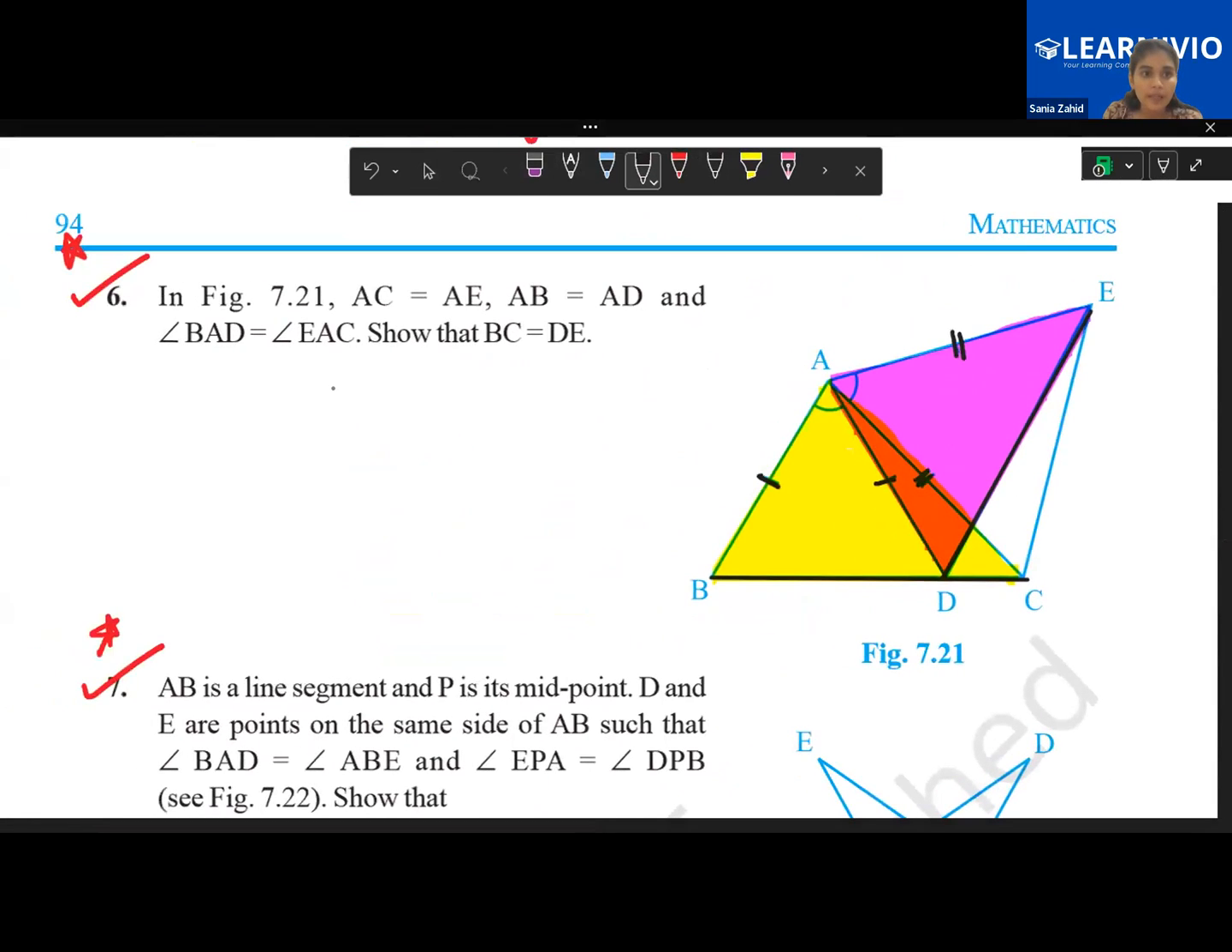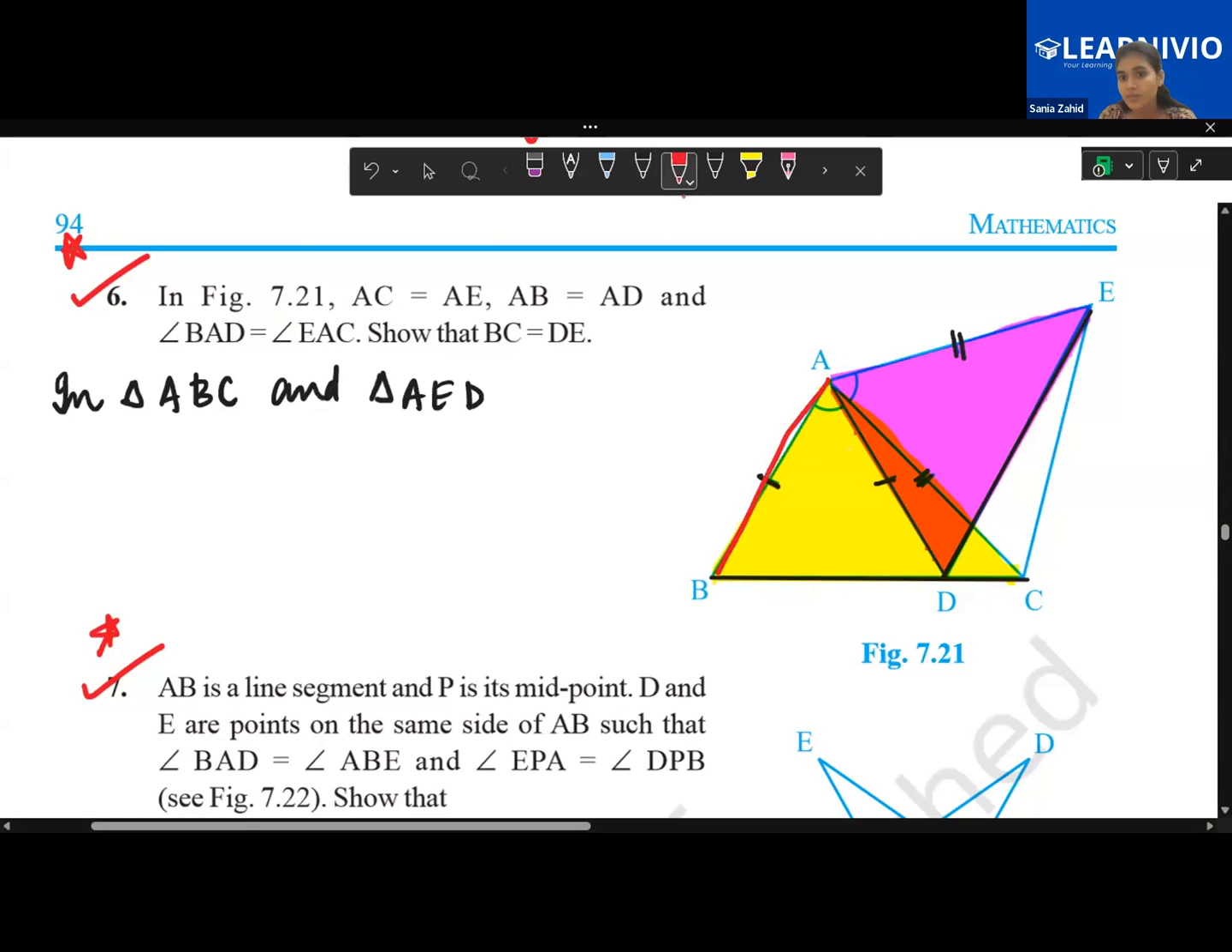So what will I do? Now children, given part you should be able to write on your own. Given and to prove. In triangle ABC and triangle AED. What will I have? First of all, directly I can say, see, from ABC, from the yellow part, I am taking AB line. Okay. So we'll write down AB line is equal to, now this AD line is actually from the pink triangle. Okay. Is equal to AD line.